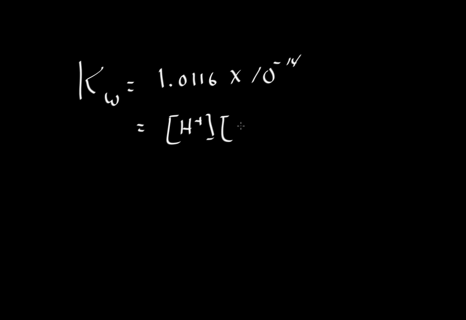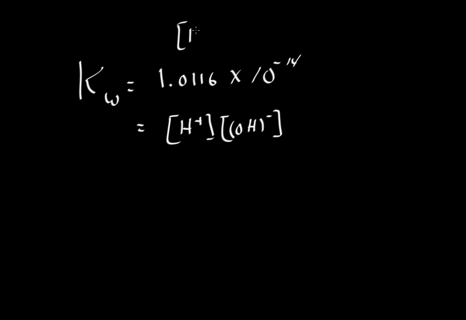So what about the value of K sub W? Well, it is about 1.0116 times 10 to the minus 14. And what is this equal to? Again, it's equal to the concentration of hydrogen and the concentration of hydroxyl when multiplied by one another.